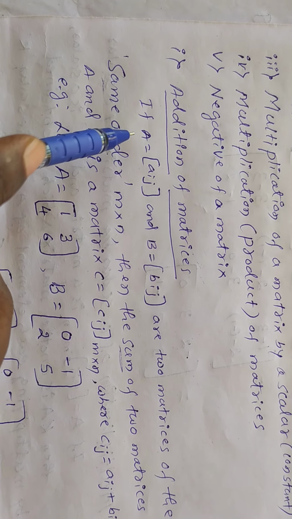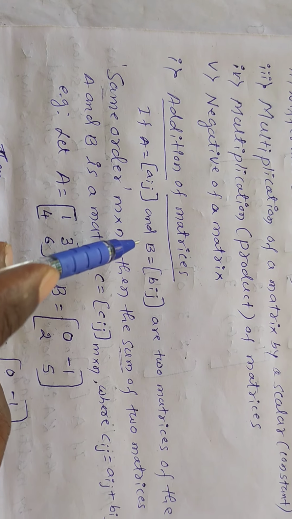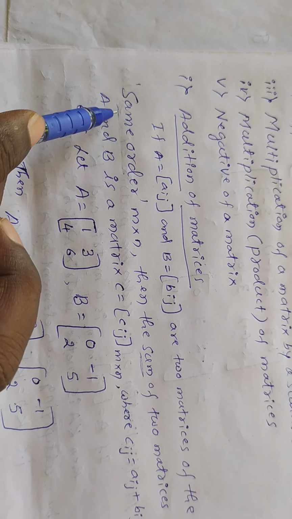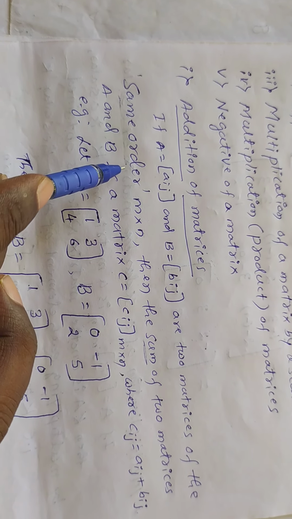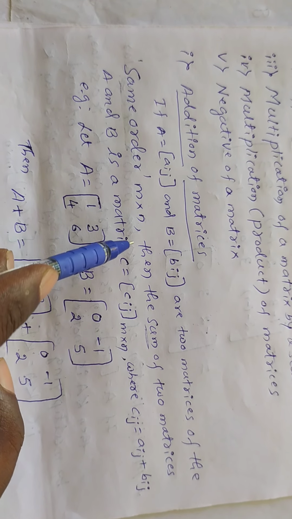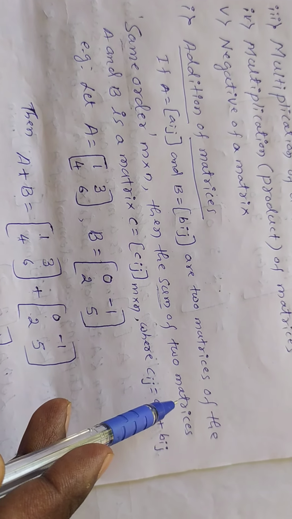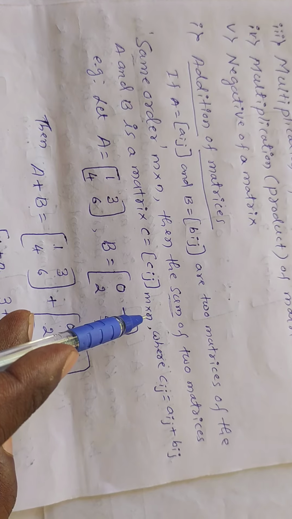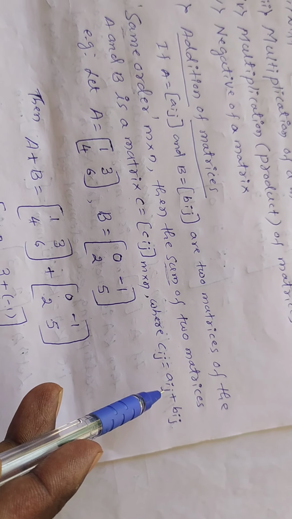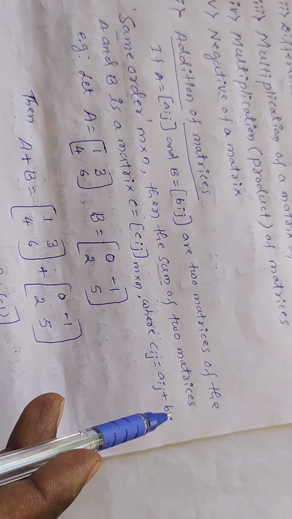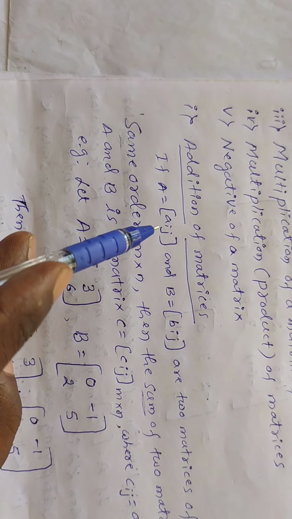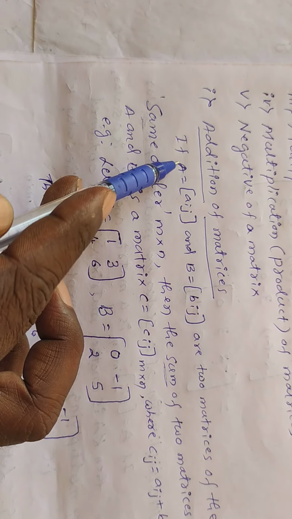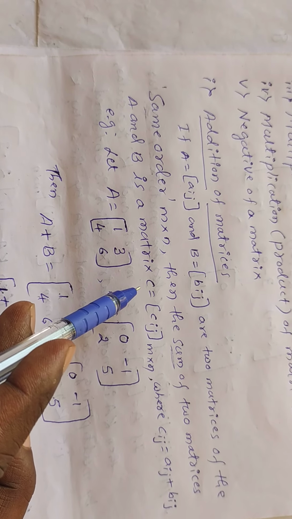See here, if A is equal to Aij and B is equal to Bij are two matrices of the same order. Please remember, this is very important. The order of the two matrices should be the same, of order m by n. Then the sum of two matrices A and B is a matrix C equal to Cij of order m by n, where Cij is equal to Aij plus Bij. So when we add A and B, we get another matrix C.